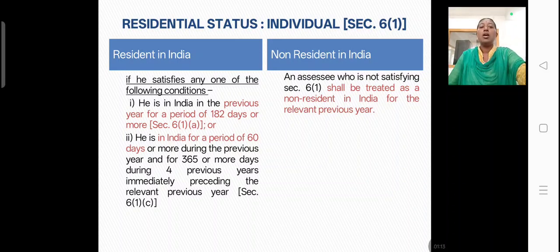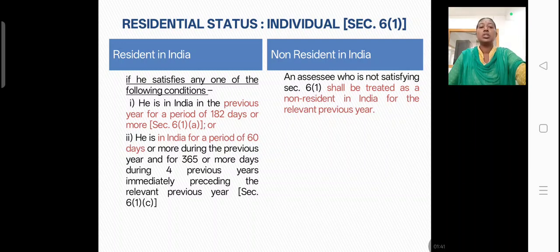Residential status of an individual, section 6 subsection 1. Resident in India: he is in India during the previous year for a period of 182 days or more, or he is in India for a period of 60 days or more during the previous year and for 365 days or more during the 4 previous years immediately preceding the relevant previous year.